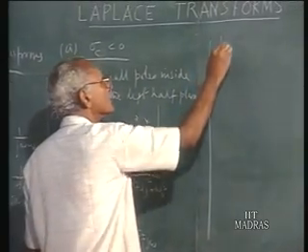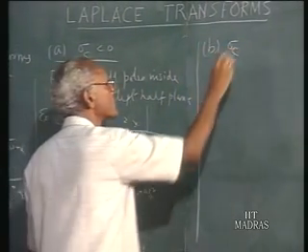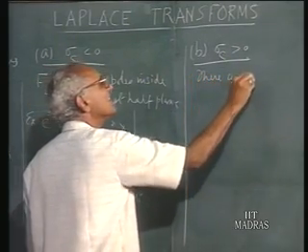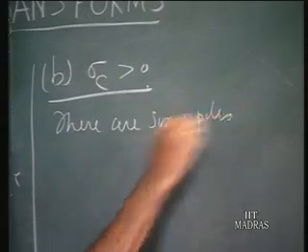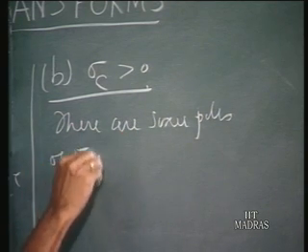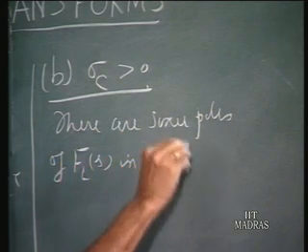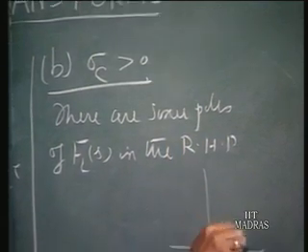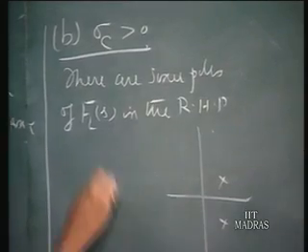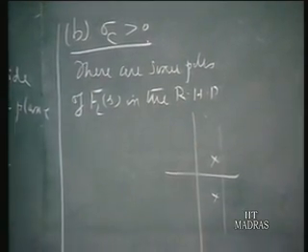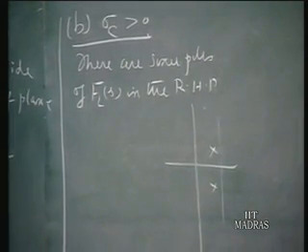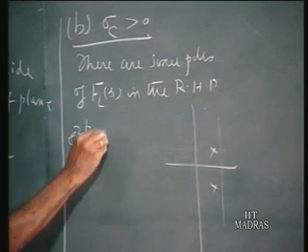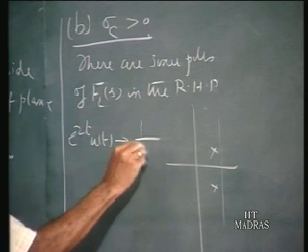Suppose I have the abscissa of convergence to be greater than 0. That means there are some poles in the Laplace transformation F_L(s) in the right half plane. So maybe you are having some poles here. That's why the abscissa of convergence is a positive number. An example of such a situation will be e to the power of 2t u(t), which will have the Laplace transform 1 over s minus 2.